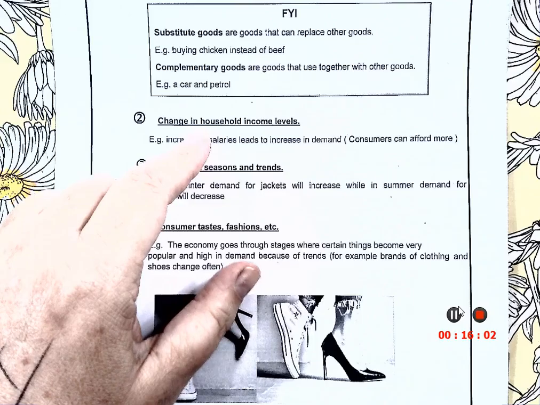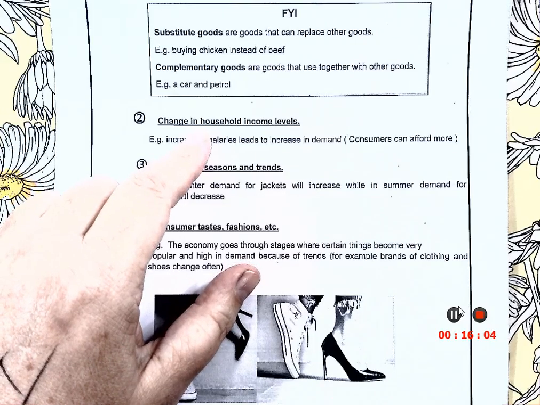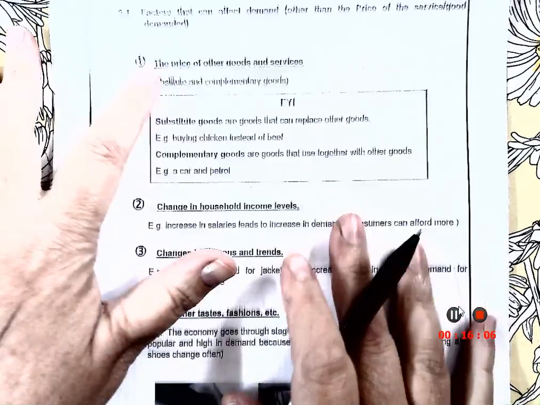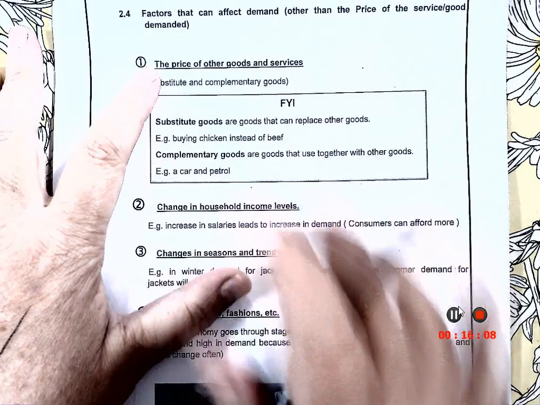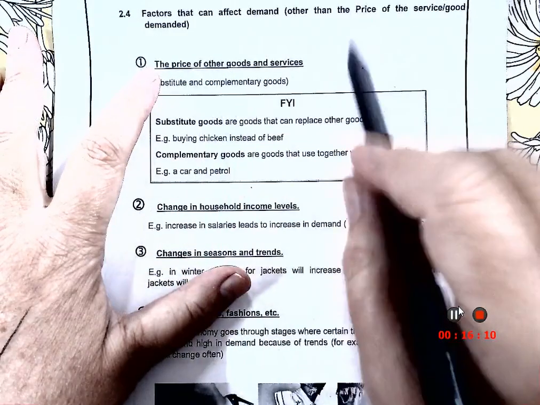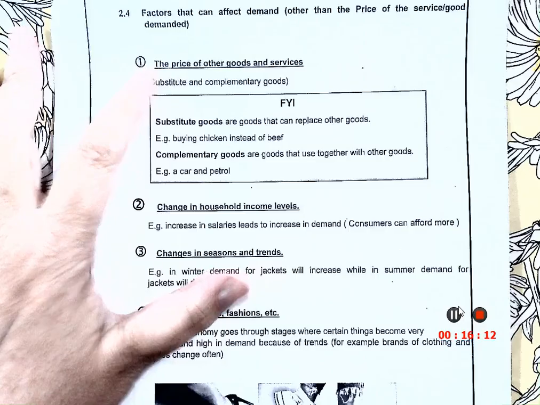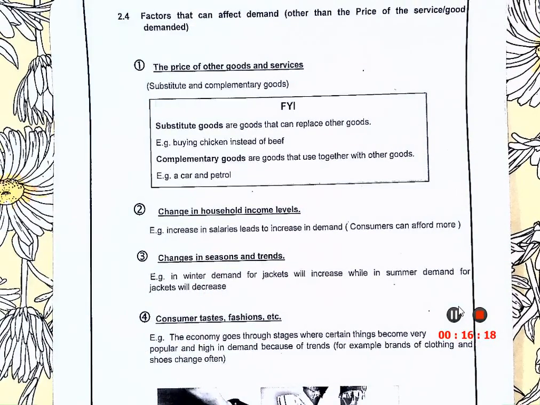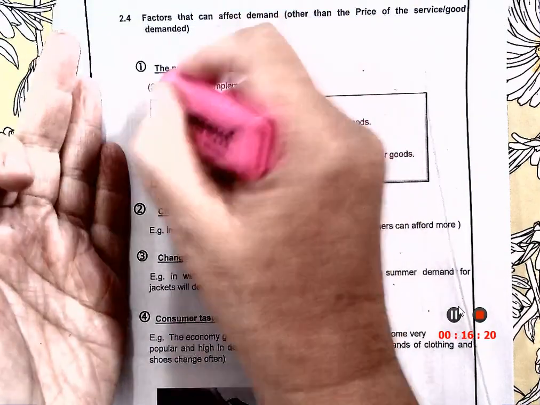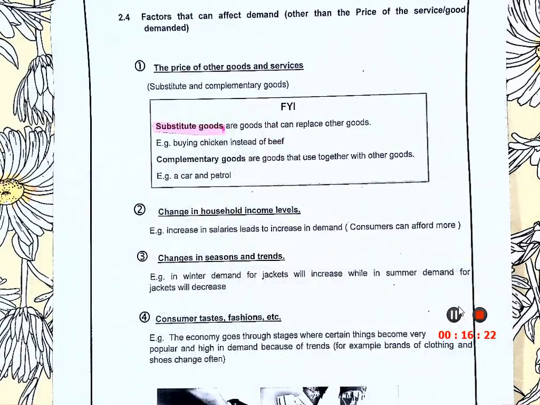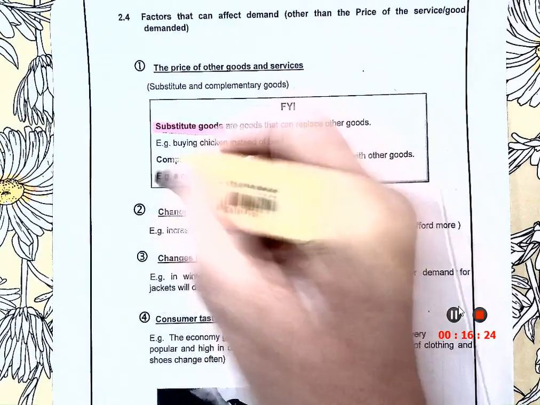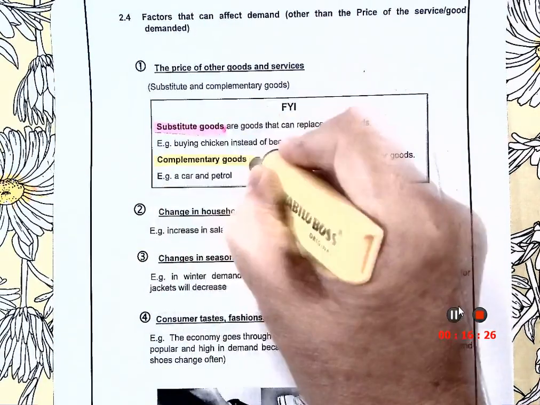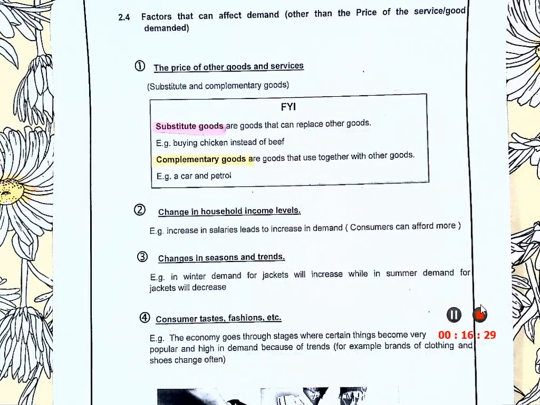Okay. Now let's quickly look at number 1. They say the price of other goods and services. And now they talk specifically here about substitute and complementary. And I am quite sure if Sir is going to set up the exam, he's going to ask you what it is. So let me explain to you.